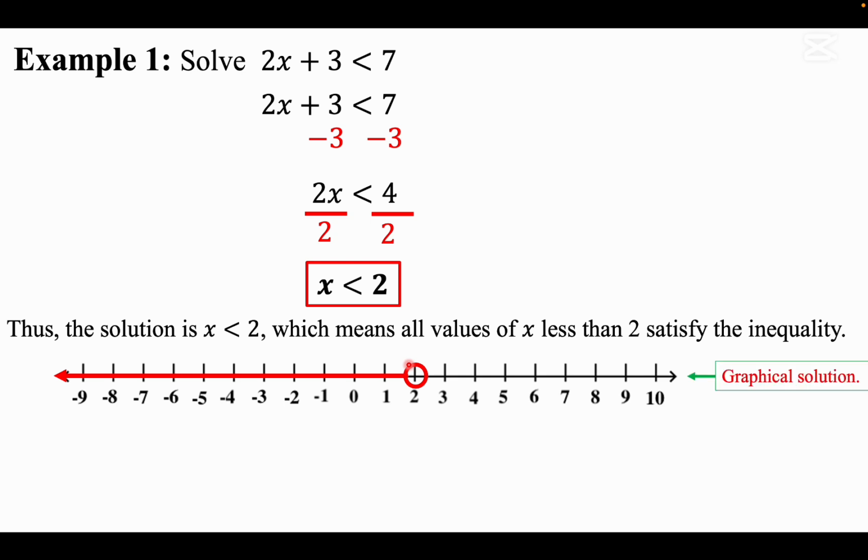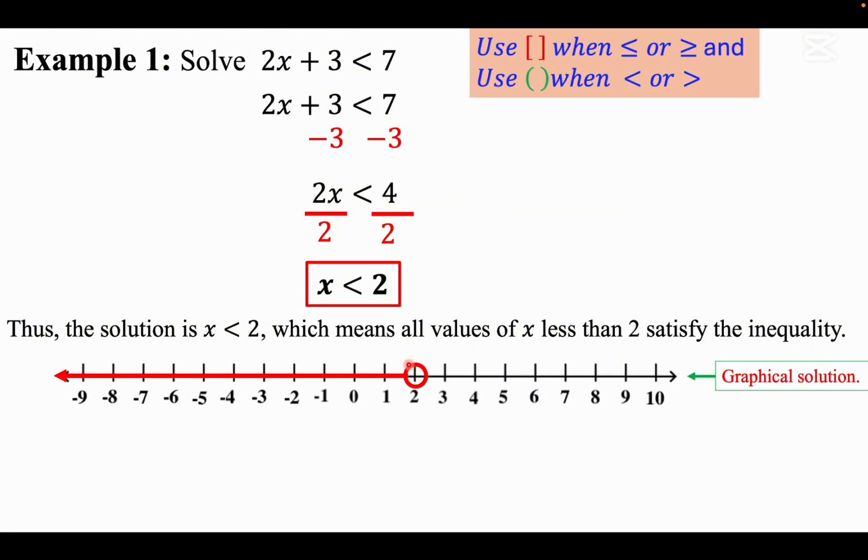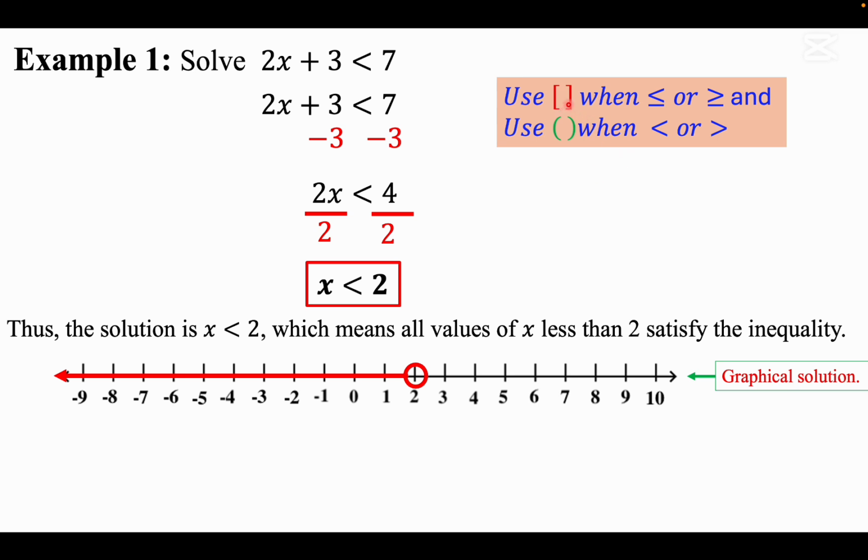In interval notation, that's basically using the brackets and parentheses. When do we use brackets and parentheses? Well, use brackets when you have one of those symbols, less than or equal to or greater than or equal to, meaning the solution starts at whatever that number is. Over here, if it's less than or greater than symbol, we have to use parentheses, meaning the beginning number and the numbers are not part of the solution in this case.